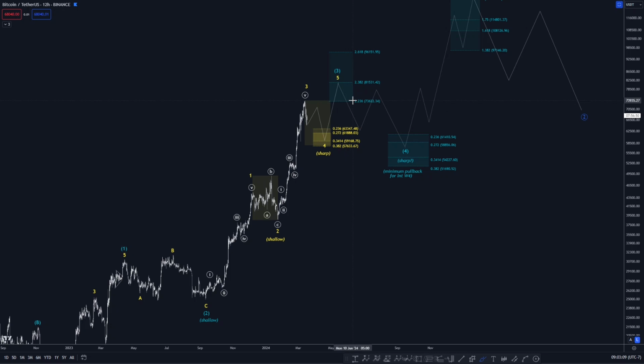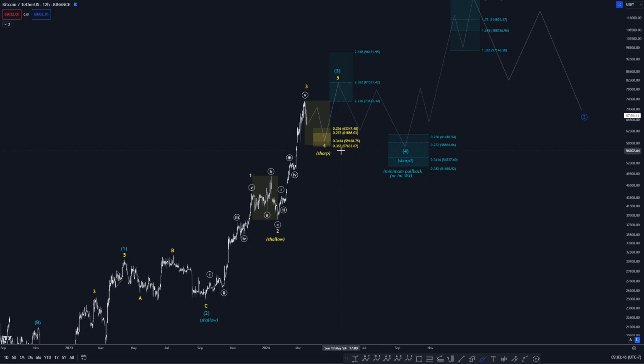We've already hit the first target for our intermediate wave 3, right at the 2.236. However, we're really monitoring this 2.382 and this 2.618. These are our main targets here for the intermediate wave 3. Ultimately, I do want to see a nice relationship in time with this minor degree correction. So this will be our guideline for the timing of this correction, of what we're wanting to experience.